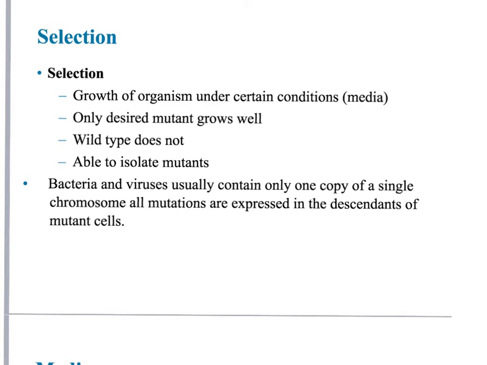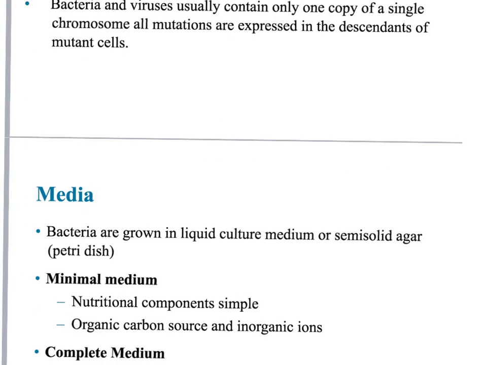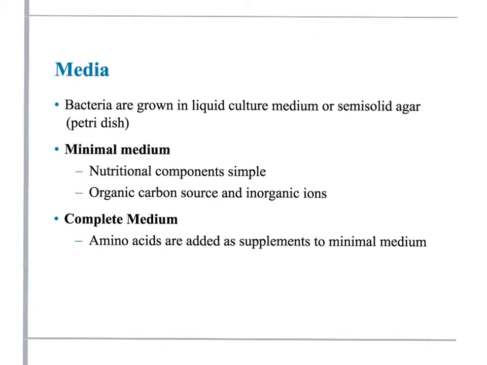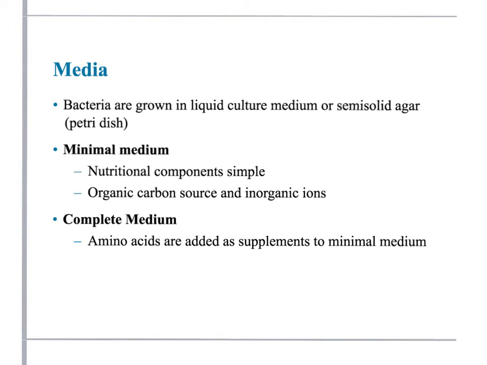Typically, bacteria and viruses only contain one copy of a single chromosome. So all mutations are expressed in the descendants of that mutant cell. It's just because it has just that single chromosome. When the mutation occurs in that chromosome, that mutation is going to always be expressed in all the descendants. So that's definitely different than humans, obviously, where one chromosome can have the mutant and it can be recessive, so it doesn't show up. But here, bacteria and viruses are often single chromosome, and you would see that mutation carried forward.